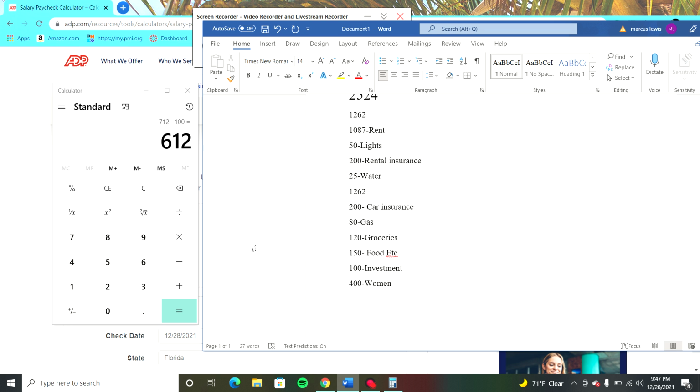to spend on whatever you want because your necessities are covered: your rent, your lights, your water, rental insurance, your car insurance. You have gas in your car, your groceries in your house. You're able to go ahead and at least every month go out to eat anywhere for $30. Remember, $30 and $10 here and there at a fast food restaurant. And then $100 a month in your investment account. And then, you're spending $400 on your nails and hair, getting your hair done or whatever.